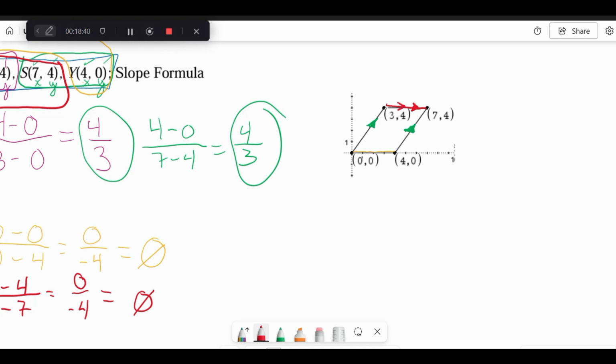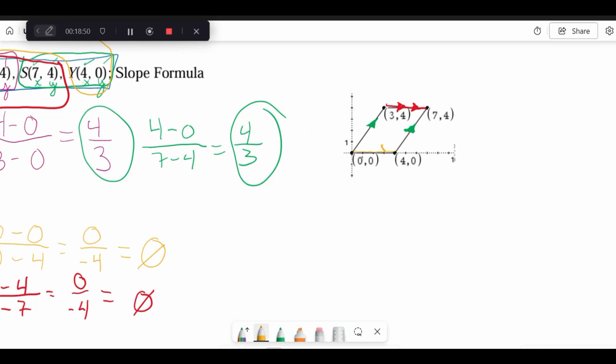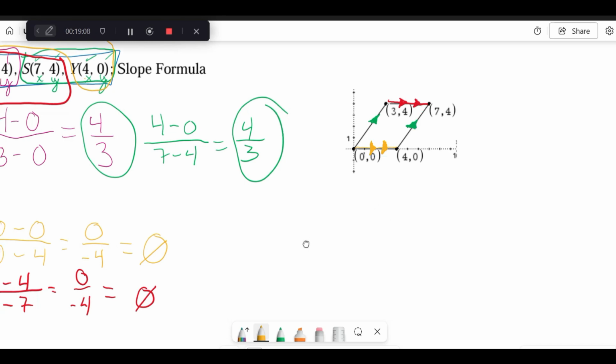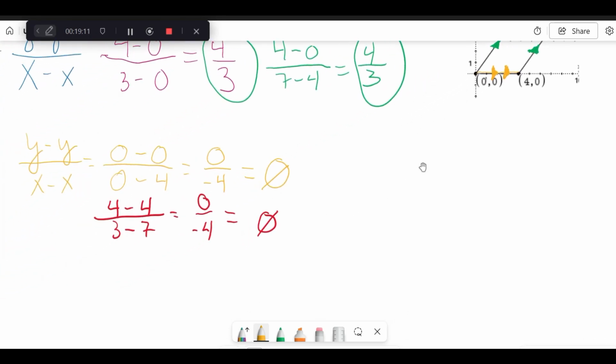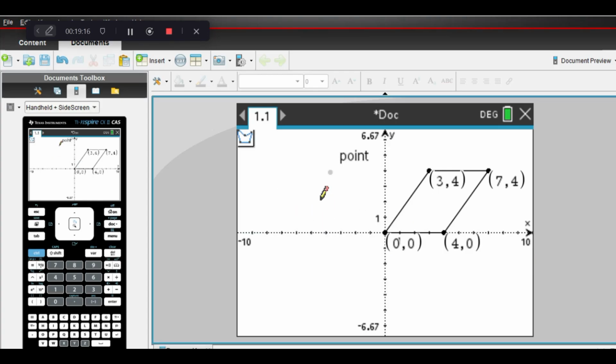I'm going to use 2 arrows here to show that the slope has been measured. And it has a slope of 0. And this side over here also has a slope of 0. Okay, so if both pairs of opposite sides are parallel lines or have the same slope, then this must be a parallelogram by the definition of a parallelogram. Okay, going to number 6.